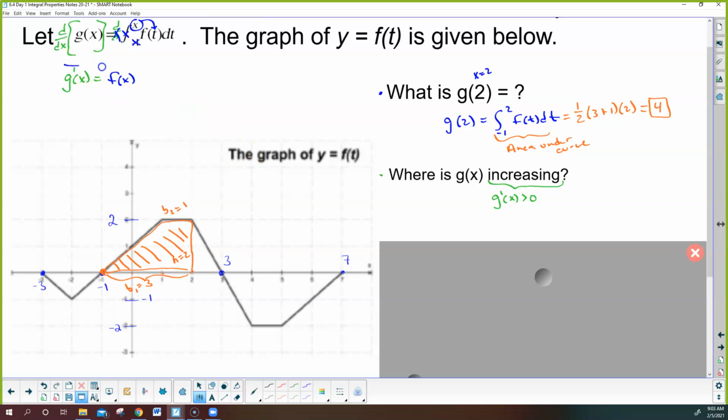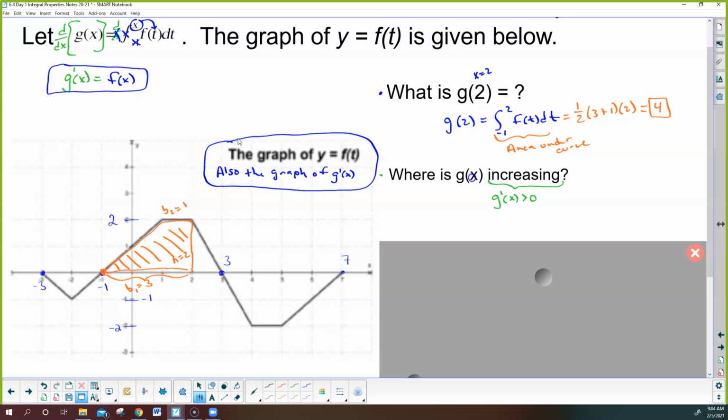Well, what does this mean? This is crucial. You need to have this written somewhere on your paper. If it's up here, that applies to everything. But you need to have the connection that this graph of f is actually the graph of g prime. That is a strong connection to how we're going to solve almost everything else on this page.